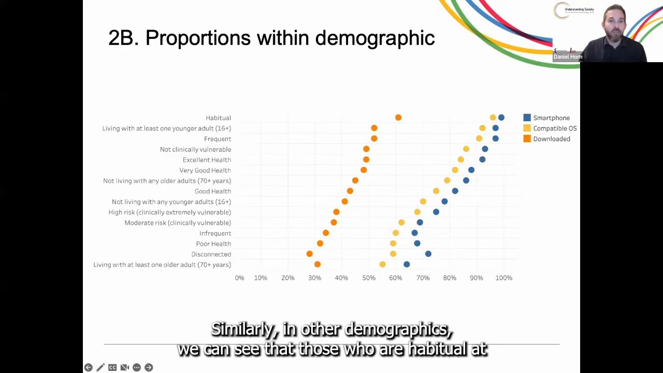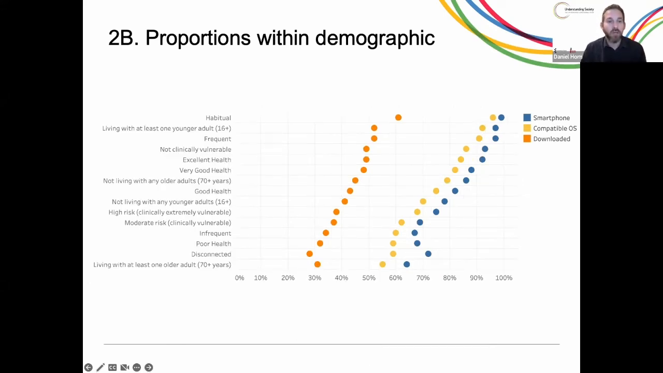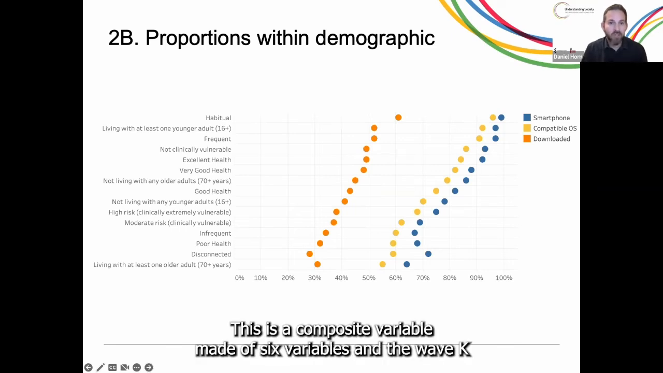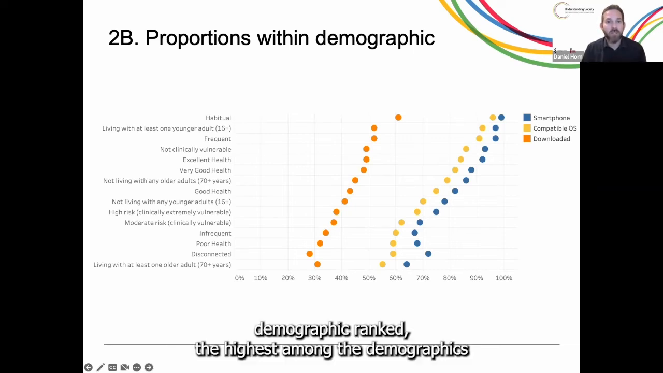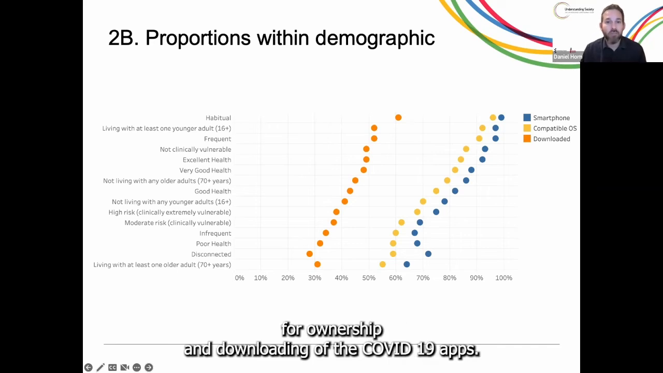Similarly, in other demographics, we can see that those who are habitual users of digital technology, this is a composite variable made of 6 variables in the Wave K data, were the highest demographic, ranked the highest among the demographics for ownership and downloading of the COVID-19 apps.